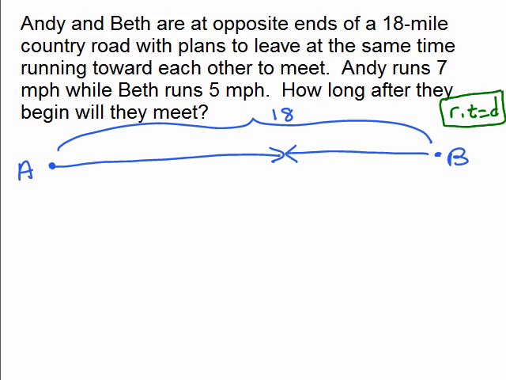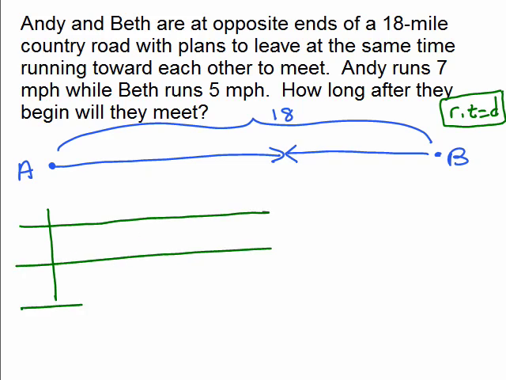Andy and Beth are at opposite ends of an 18-mile country road. So remember, they're apart from each other, and they are going to leave at the same time running toward each other. So here's the picture. They're running toward each other, and they're 18 miles apart. So this total distance that they started was 18 miles apart.